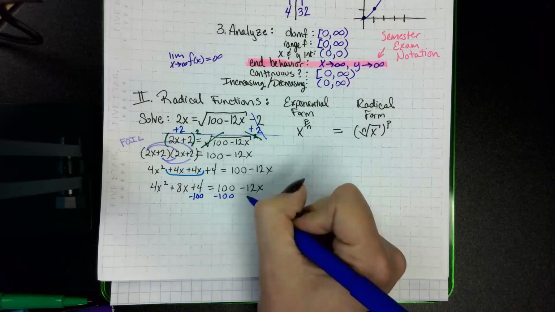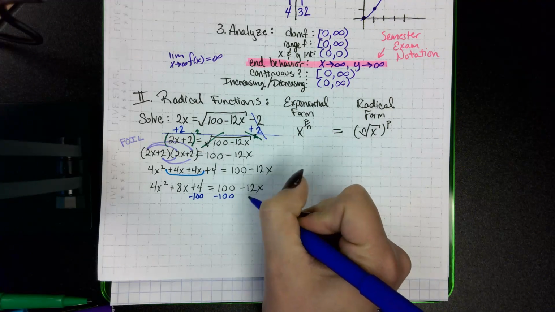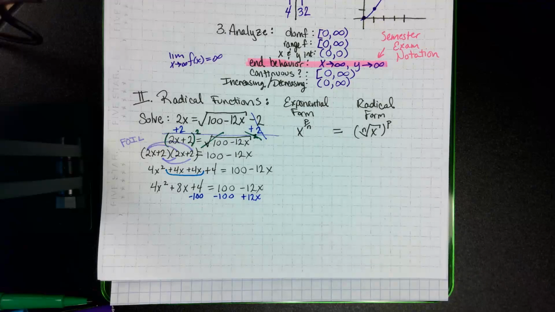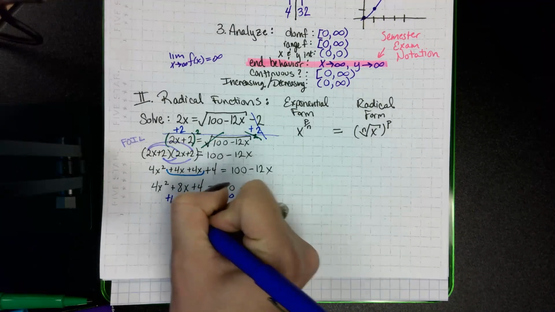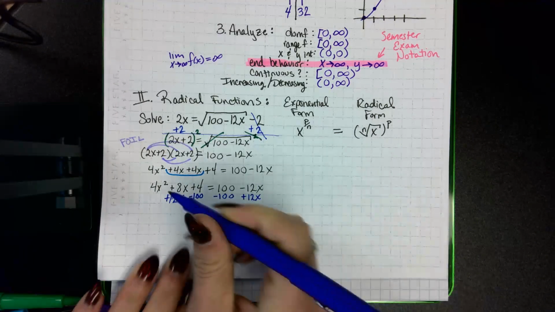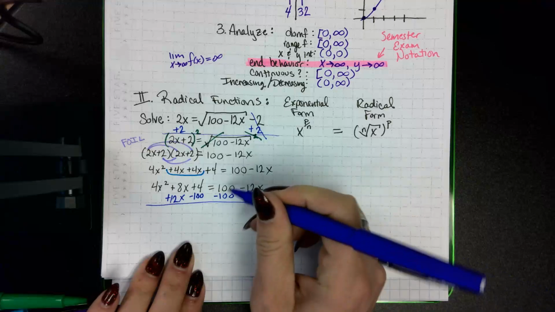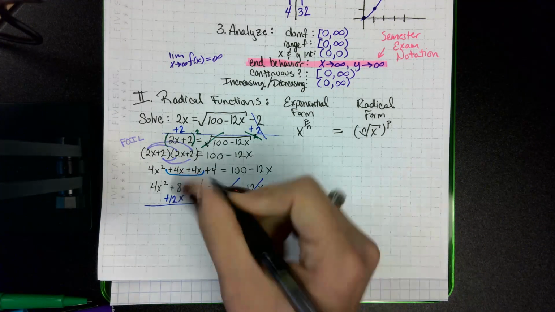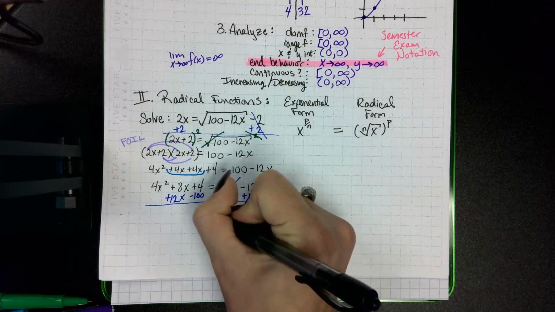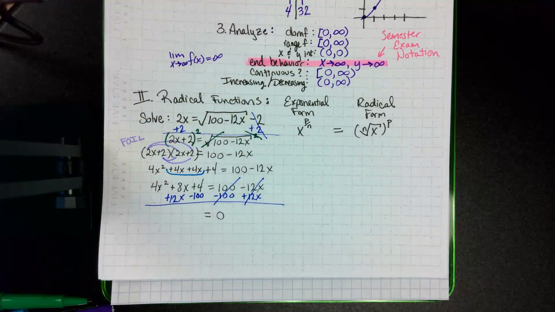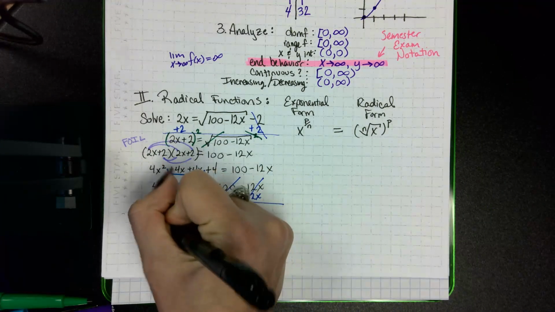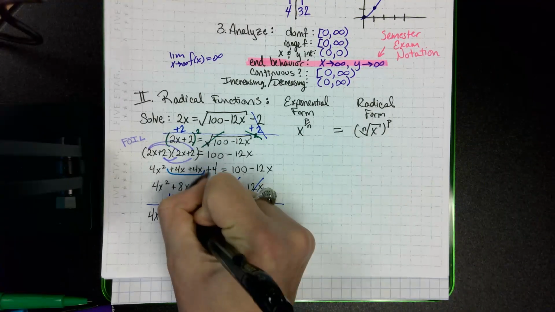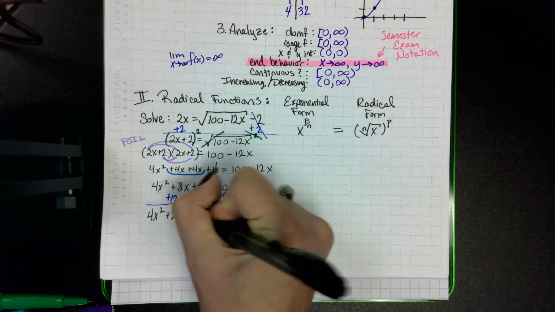And I'm also going to get rid of the 12x. It's negative 12x, so I'm going to add 12x. And so I'll add the 12x to the 8x. So now on the right-hand side, everything is gone, and it's just 0. On the left, now I have 4x squared plus 20x minus 96.